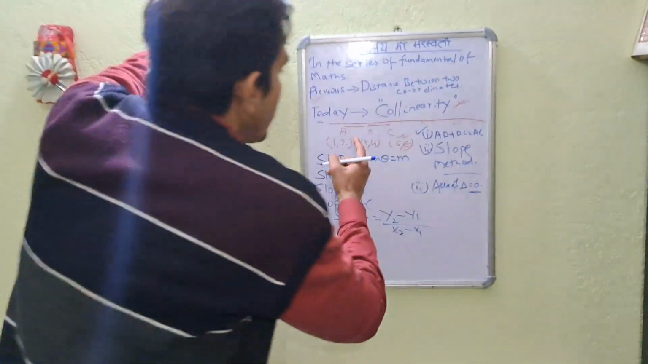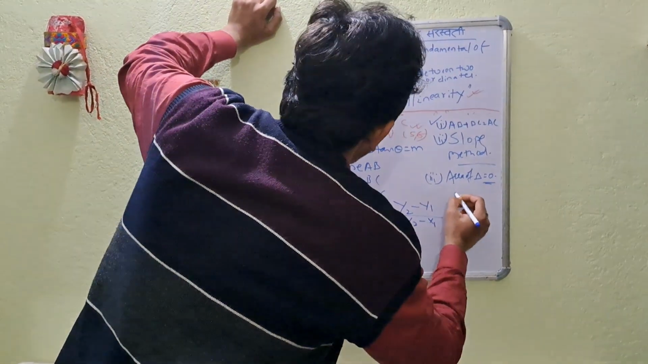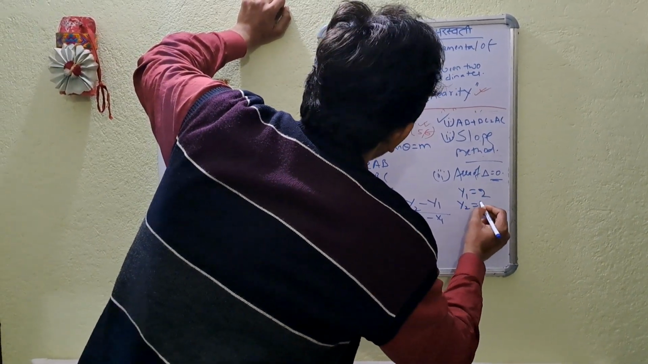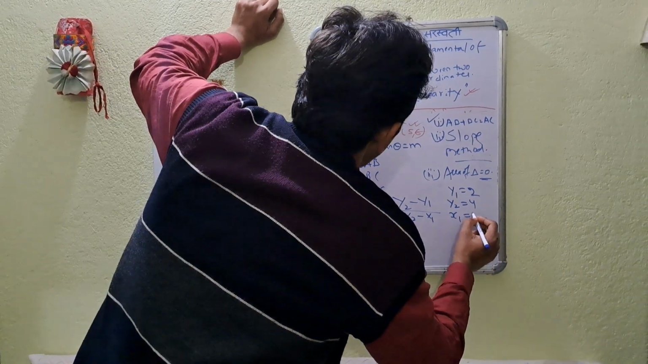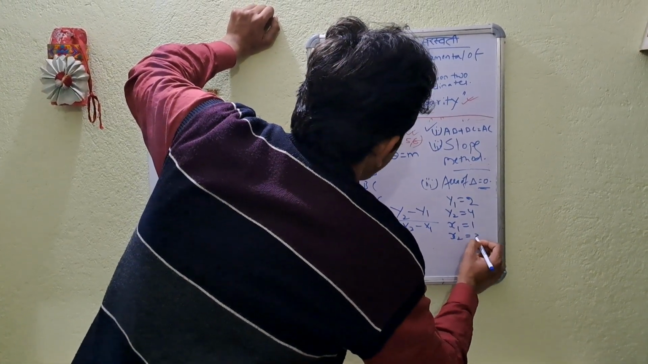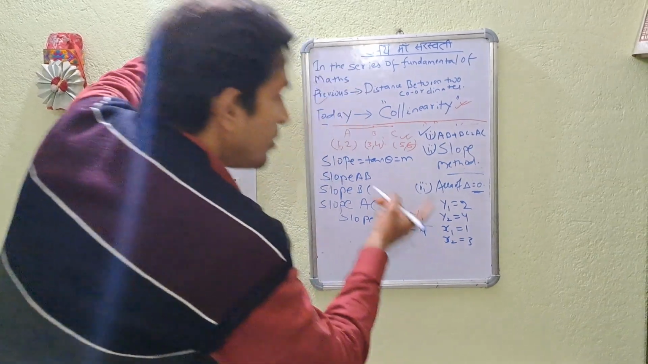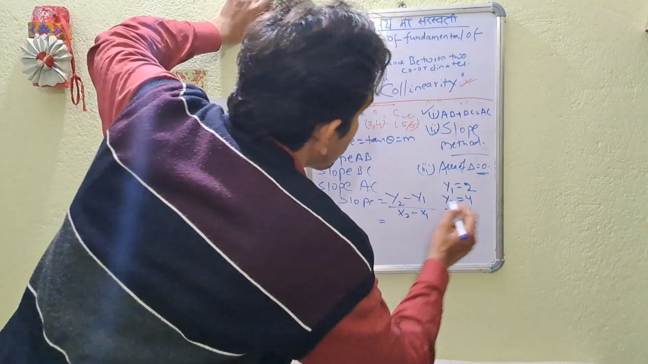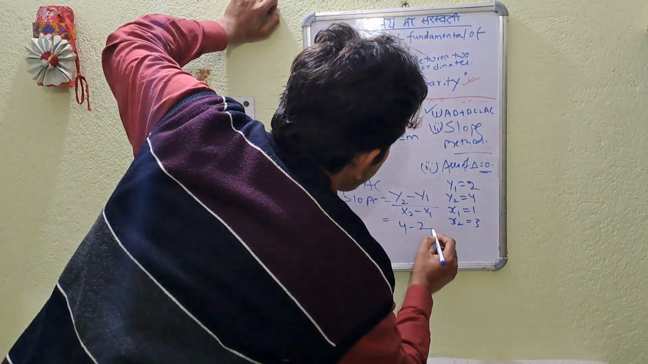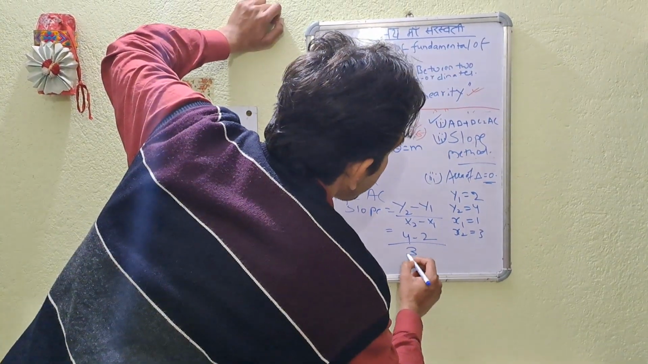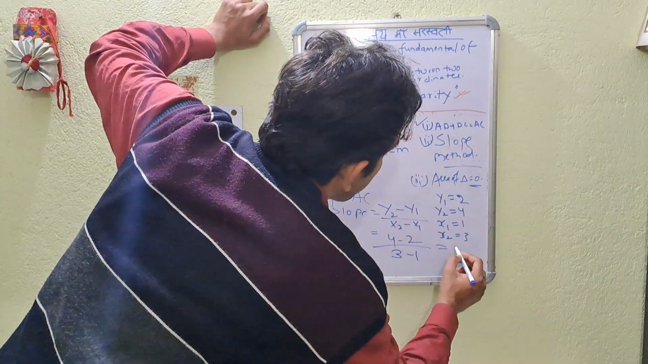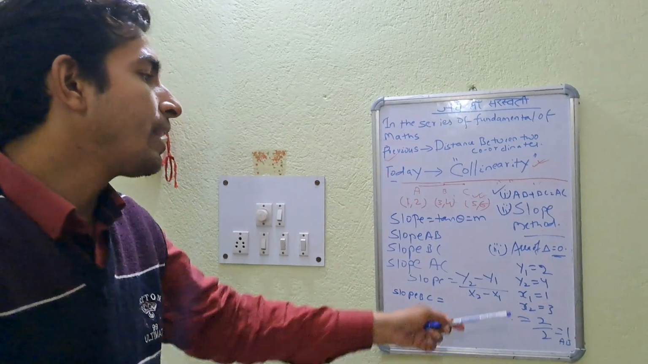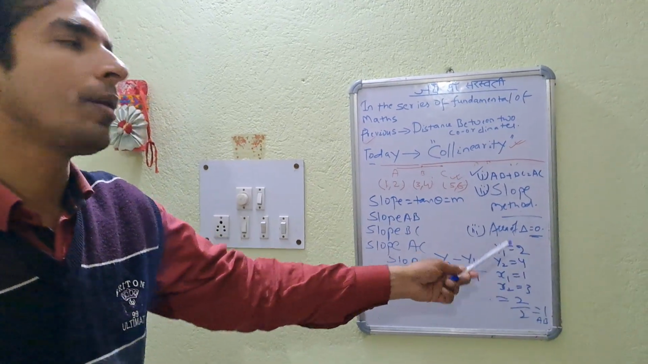Understood? So in this case, slope of AB, y1 is equal to 2, y2 is equal to 4, x1 is equal to 1 and x2 is equal to 3. So we will be substituting the values of y2, y1, x2, x1. y2 minus y1, 4 minus 2, by x2 minus x1, 3 minus 1. So it will be 2 by 2. Slope will be 1. So we had calculated the slope of AB, which is coming 1.